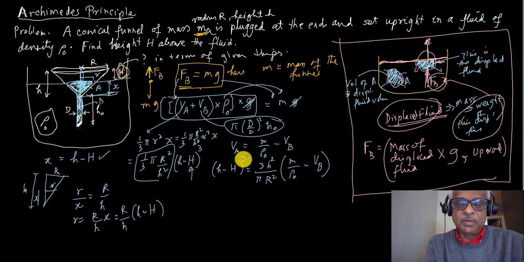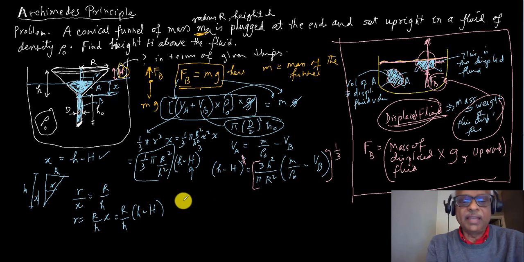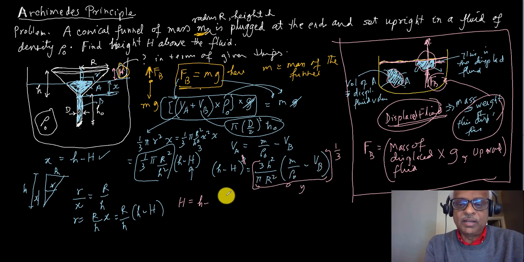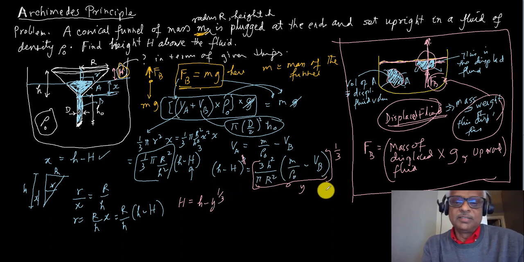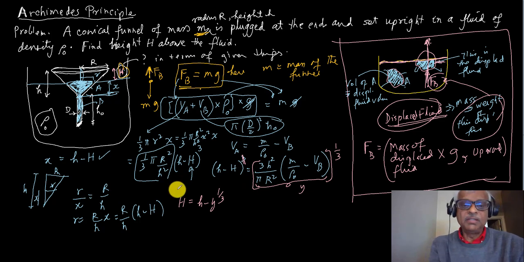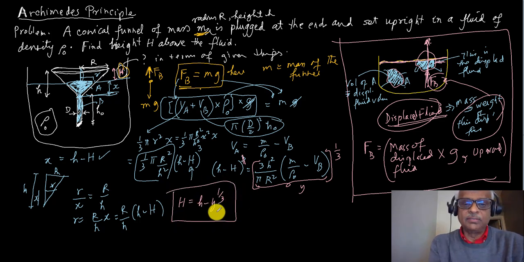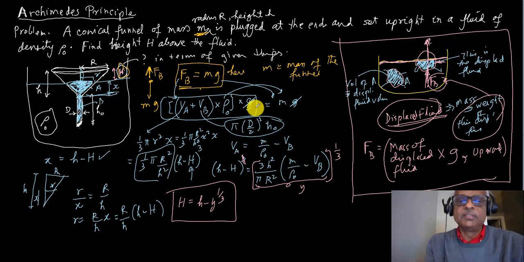And you can see, now you should see very clearly, this whole thing is going to be a very ugly looking expression. And so I can subtract this from little h. So I get big H equals H minus this stuff, let's call it Y, to the power 1/3. So if I had given numerical values, I can get all the answer together.